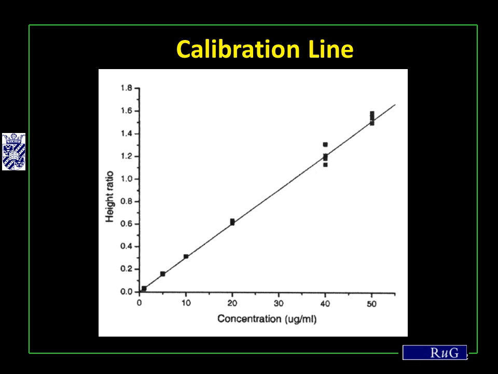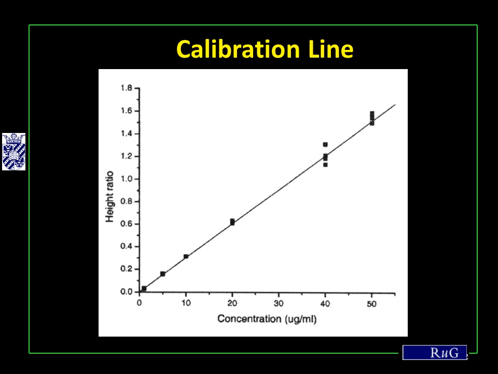Here you see a typical calibration line. This calibration line relates the concentration of a molecule in microgram per milliliter to the height ratio of signals. We talk about a height ratio or a ratio in general because the signal of the analyte is divided by the signal of the internal standard, which corrects for variations in the analytical procedure.